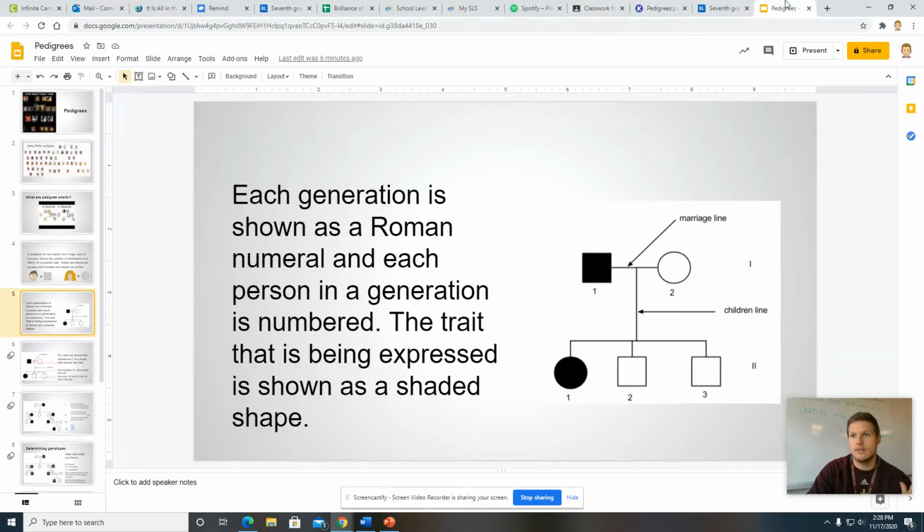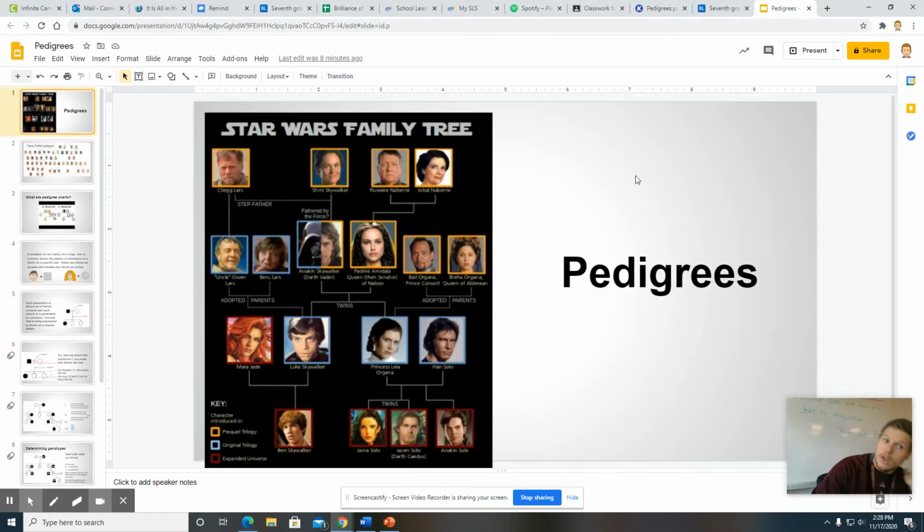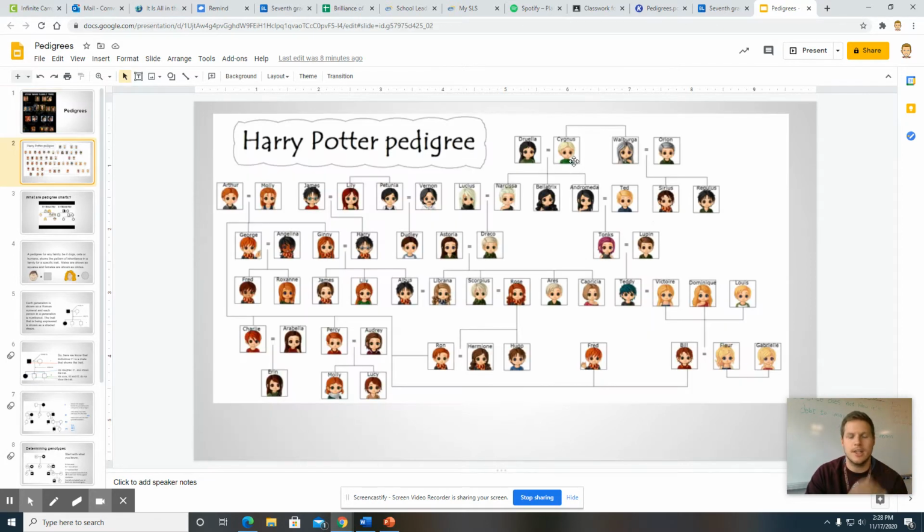It's right here. Now, this is just an example of a pedigree of, for instance, the Star Wars family tree. Now, the difference is here, it shows the lines of how this all passed down and everything, but women are usually shown in circles and the men are shown in squares in most pedigrees. This is Harry Potter's pedigree, just another example.